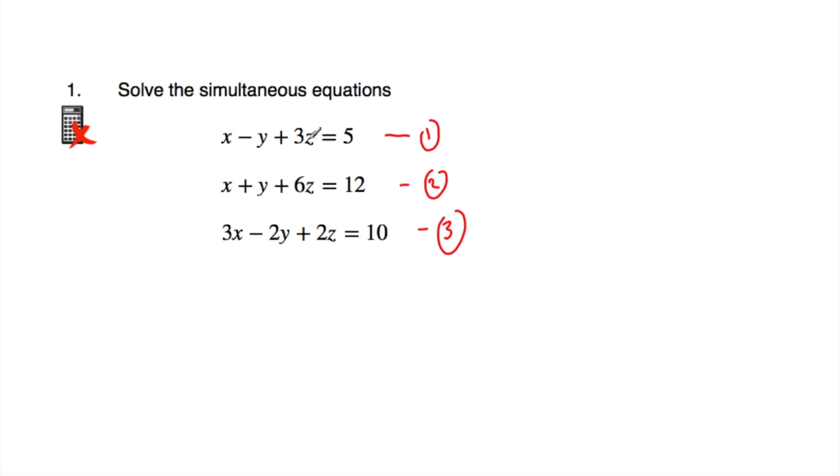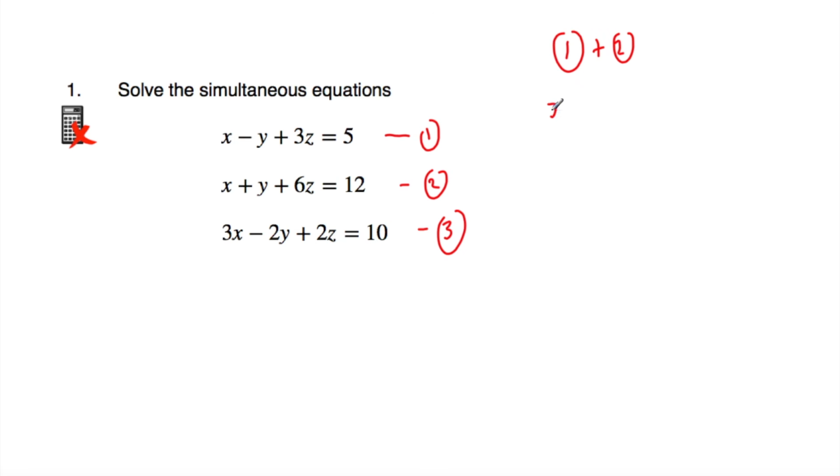Now, if we have a look at equation 1 and equation 2, I'm actually going to eliminate the y's. The reason is here we've got minus y and we've got y. So that means if we add equation 1 and equation 2 together, that'll cancel out the y's. So let's do equation 1 plus equation 2.